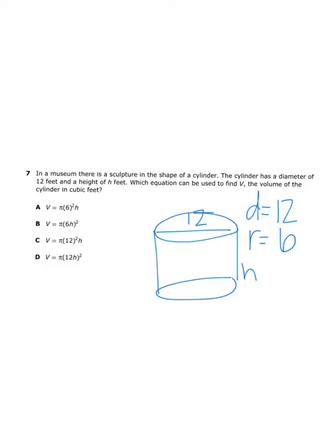We don't know the height, and we don't need to know the height because the question is, which equation can be used to find V, the volume of the cylinder in cubic feet? To find the volume of a cylinder, you write the formula, V equals Bh, but capital B means area of the base. In this case, the base is a circle, so you would do pi r squared times the height. And that would give you letter A, pi r squared times the height.